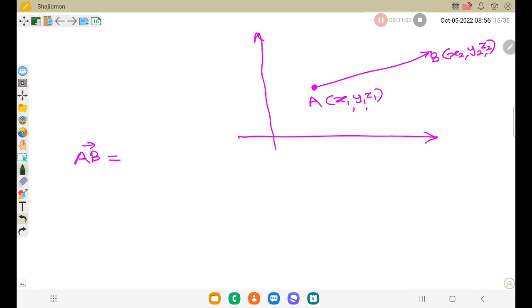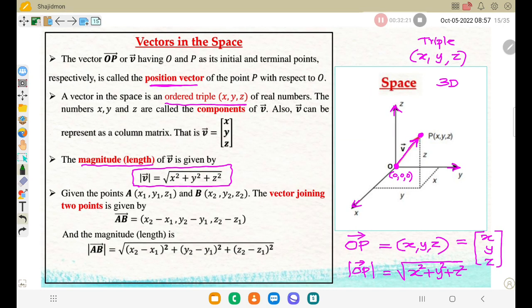So, the vector joining 2 points, vector AB, equals x2 minus x1, same as in the plane, x2 minus x1, y2 minus y1, comma. Now, compared to the plane, one more component will come, z2 minus z1. So, whatever we studied in the plane, just extend that into space. So this is the vector joining 2 points in space: x2 minus x1, y2 minus y1 and z2 minus z1. Now, we will go to one question.